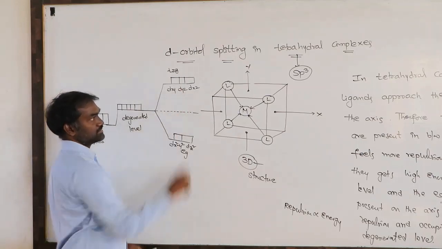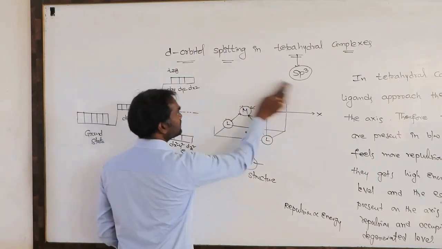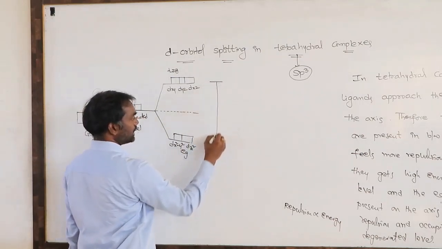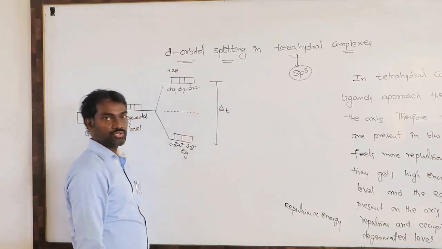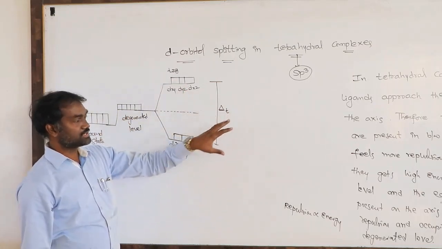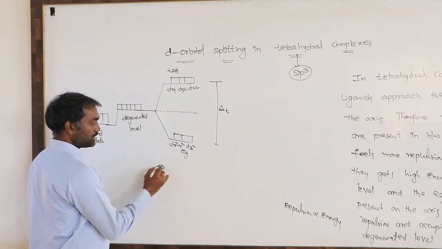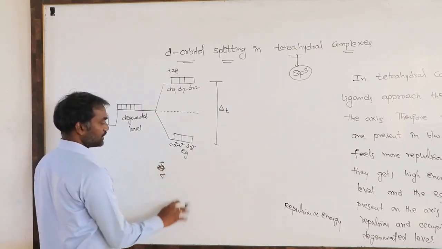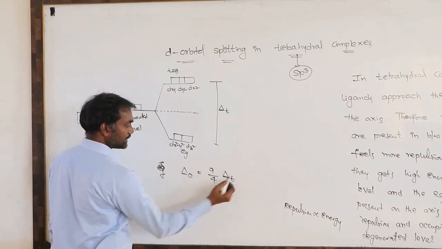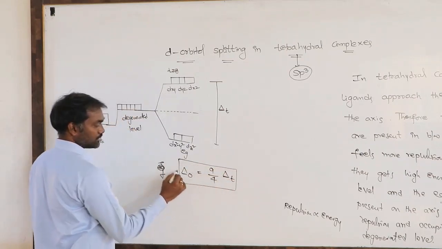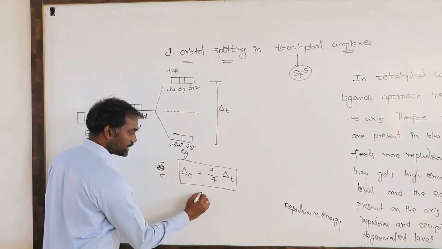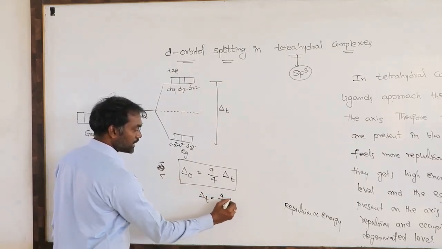Suppose we take the splitting energy, the energy gap between here, as delta T. Previously we showed delta O. Octahedral is delta O, which we wrote; tetrahedral you can write as delta T. Next, there is also a relation between tetrahedral and octahedral: delta O equals 9/4 into delta T. So if you know the delta O value, you can convert it into delta T. To get delta T, it is 4/9 into delta O.